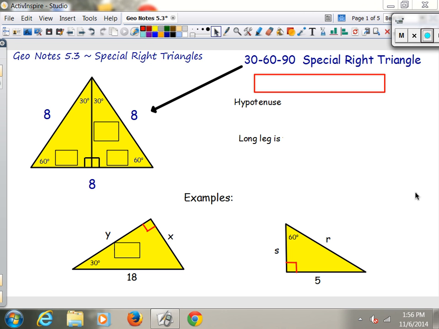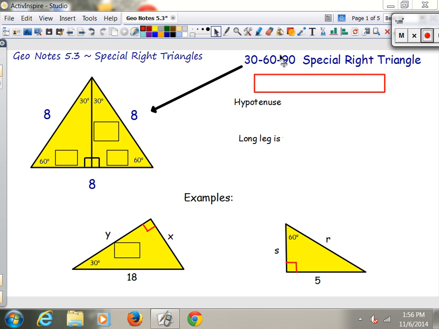Another reason they're special is because you only need one side and you can find all three sides. You know how with the Pythagorean theorem you had to have two sides and then a squared plus b squared equals c squared. You needed two out of the three. Well, with the special ones you only need one. So they're special in a couple of different respects. First one we're going to talk about is the 30, 60, 90s.